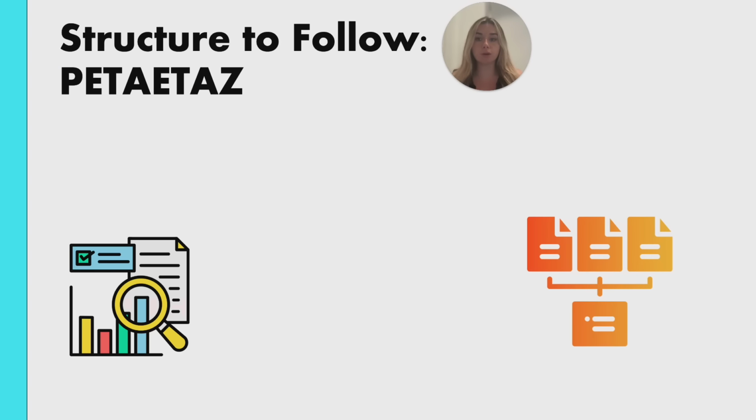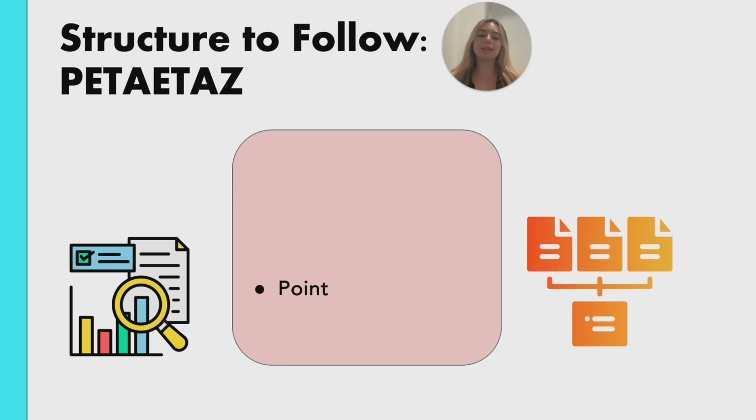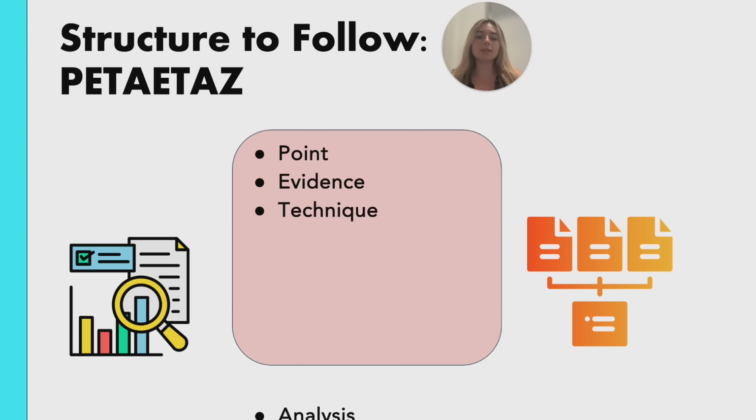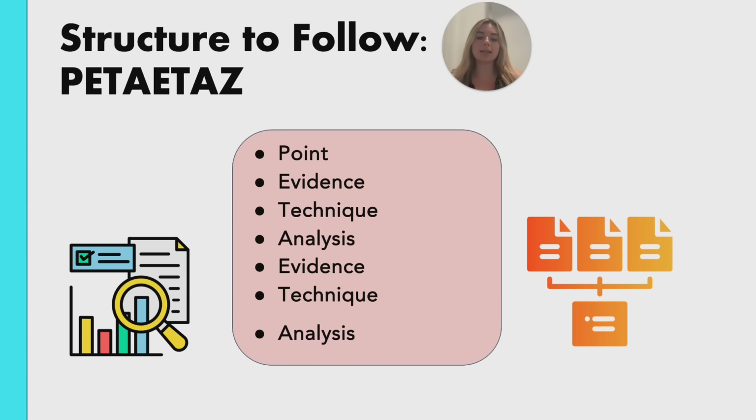The structure to follow for this question is PETA, ETA, Z. Now that stands for point, evidence, technique, analysis, evidence, technique, analysis, zoom. So what we want to do in this, we want to do 2 PETA, ETA, Z paragraphs. And what this will do is we're going to be focusing on different points about the question.